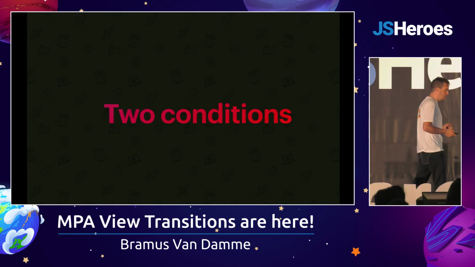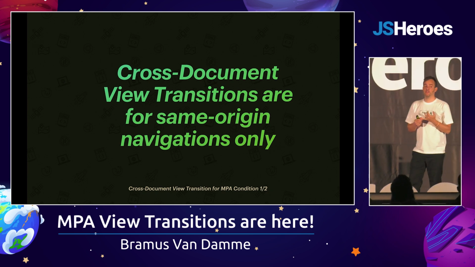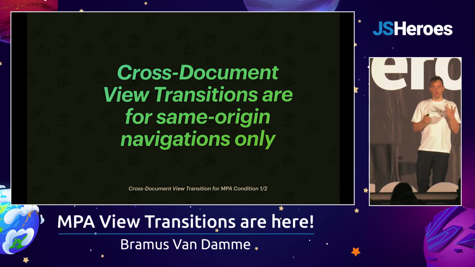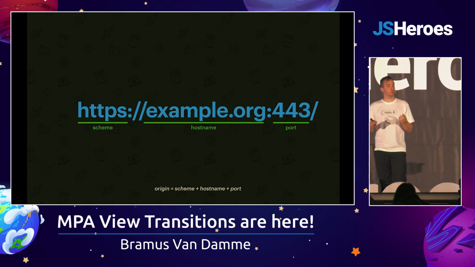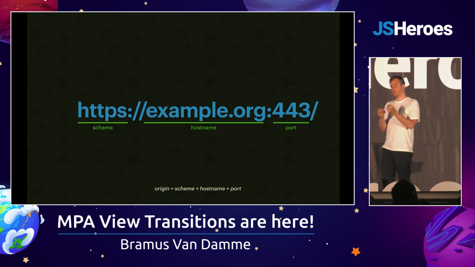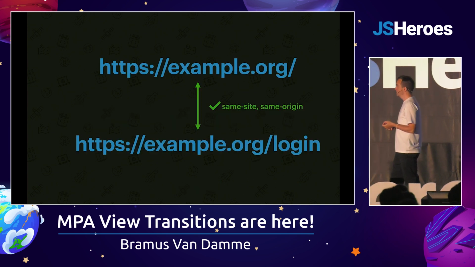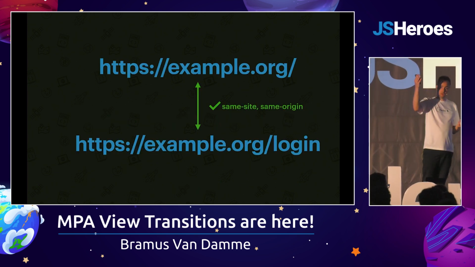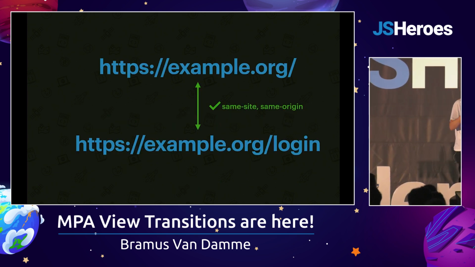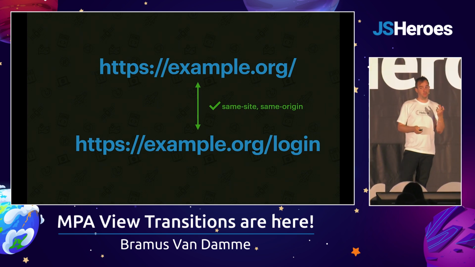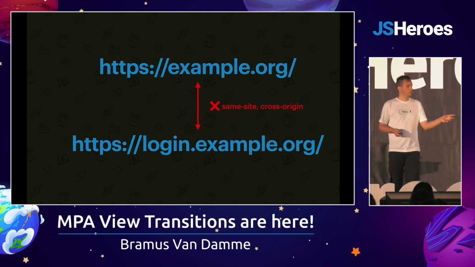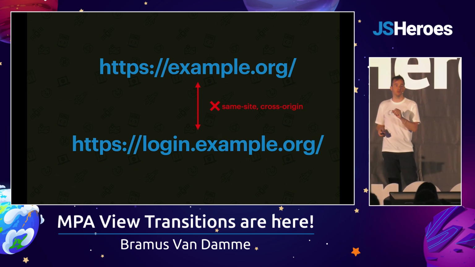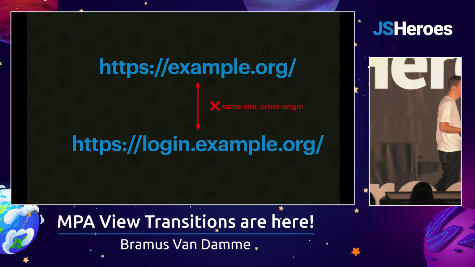The first condition is that both of these pages need to live on the same origin. The origin of a page is a combination of the scheme, the hostname, and the port. So this one needs to be the same between the 2 participating pages. So you can have a view transition from example.org to example.org/login, because that's same origin. But you can't have a view transition from example.org to login.example.org, because even though it's the same site, it's a different origin. It's cross-origin. So here you can't have a view transition.